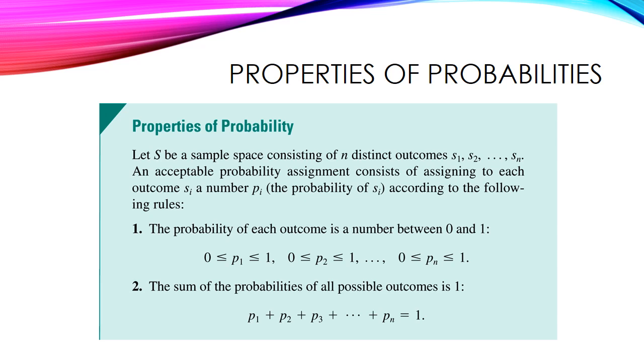So the first rule says that the probability of each outcome must be a number between 0 and 1. So with that table, when we figure out the probabilities for each of those categories, the probability for each category has to be between 0 and 1. And number two, the sum of all the probabilities has to equal 1. So when you figure out the probabilities for each of those categories and you add them all together, you should get 1, because the probability that one of those things will indeed happen is 1.